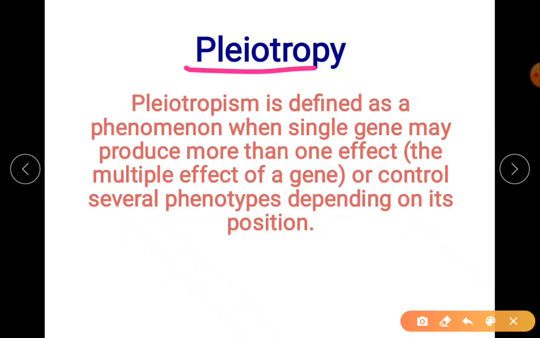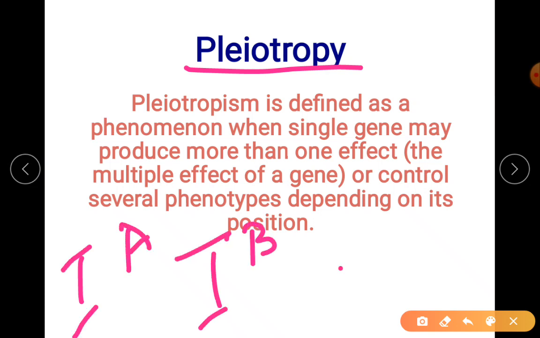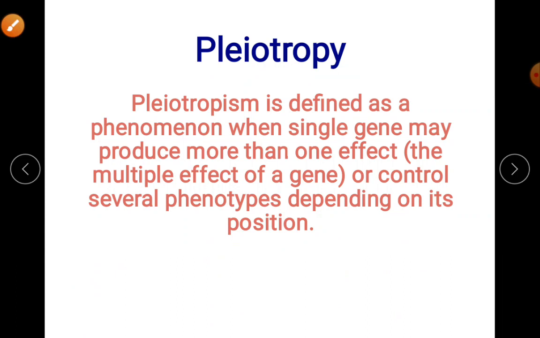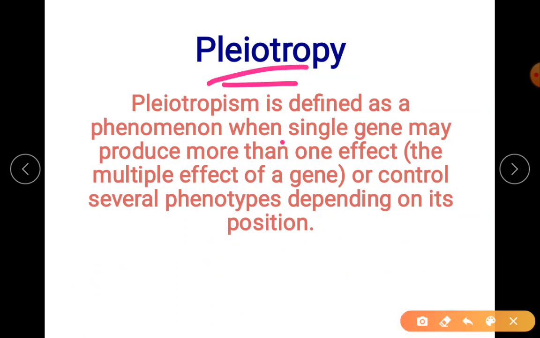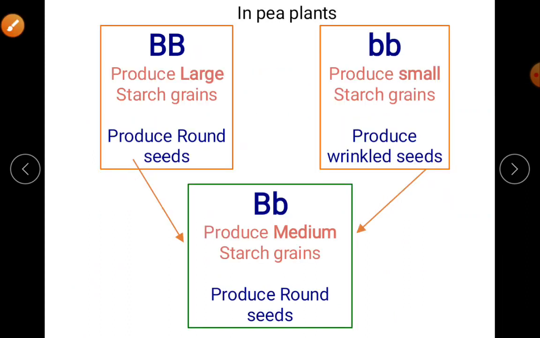Okay, today we will be starting with the next topic. So you have understood the multiple alleles, right? Multiple alleles, there is IA, IB and i. All these three will code for one gene, which is that blood group. Okay, so here in pleiotropy, one gene has more than one effect, or multiple effects. So it controls many phenotypes. Let us understand what that pleiotropy is.